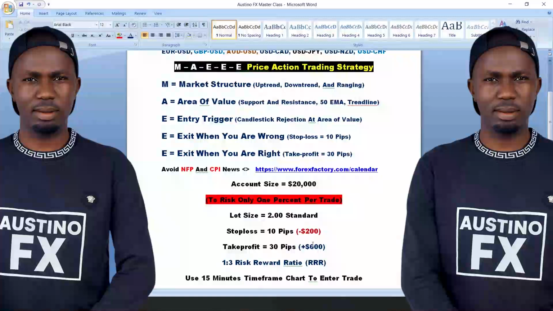In all my trades, I always enter with 1% of my trading capital, which is 2 standard lots, and my take profit is 30 pips and my stop loss is 10 pips, so that each time I lose, I know it's minus $200. Each time I win, I know it's plus $600. I'm very, very specific on that. I do this consistently, and this is what makes you a consistent winner.